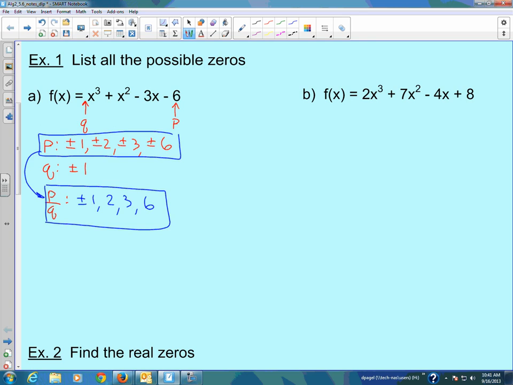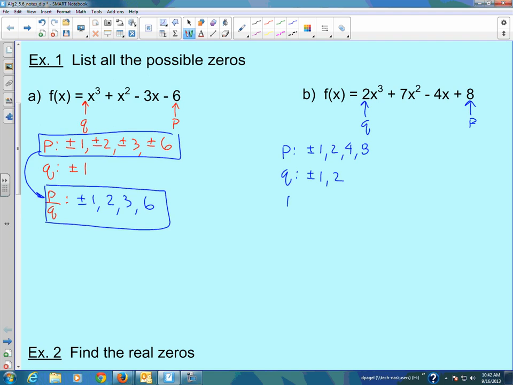All right, so identifying on the second example here, now I have something other than a 1 in front of my leading coefficient. So once again, where are my p's? They're the factors of my constant term. Where are my q's? They are the factors of my lead term. So we set them up. Plus or minus 1, 2, 4, and 8. And then plus or minus 1, plus or minus 2.